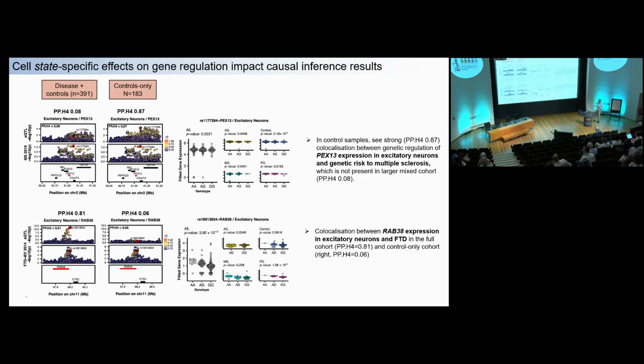So for example, here we have a co-localization between genetic regulation of this gene in excitatory neurons and genetic risk to frontotemporal dementia. And when we look at the individual, so if we take this lead EQTL SNP and this genome-wide significance SNP for frontotemporal dementia, we see that in this case, the EQTL association is being driven by Parkinson's disease samples.